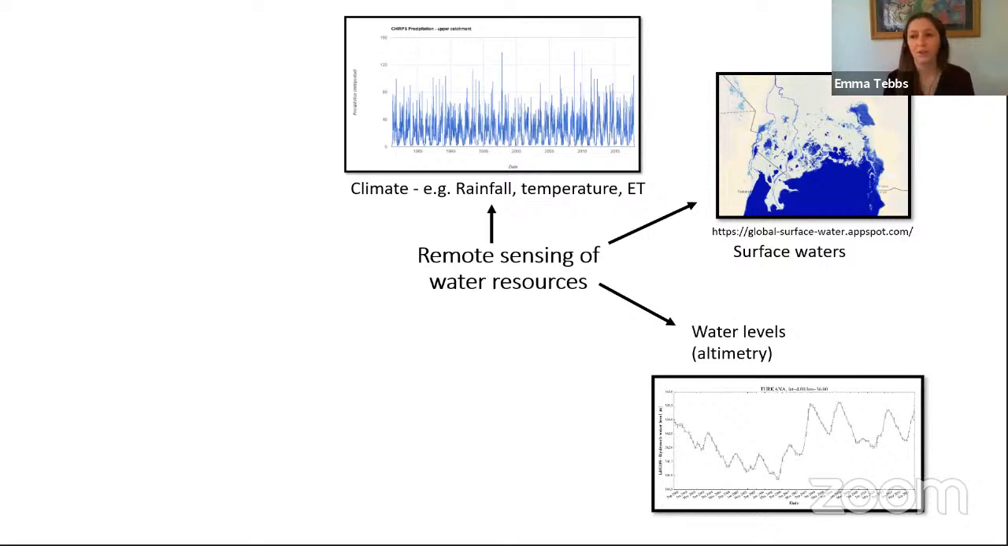And we can measure the water levels as well. So in large lakes and rivers, we can measure how the water level changes over time using radar altimetry. These are sensors that produce microwave radiation, and they send a pulse of microwaves to the surface and measure how long that takes to come back. And that tells us about the height of those water bodies. And so combining that with surface water data, we can also get an idea of the volume of water and how that's changing.